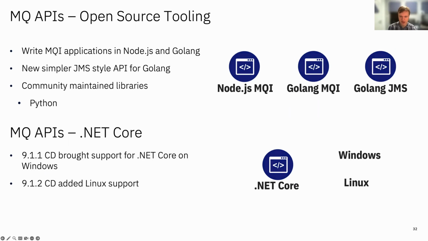So something else that's seeing more popularity recently is the open source tooling. So we provide Node.js and Golang MQI libraries, and there's also a community maintained library for Python, which is a wrapper around the C library. And we also support a .NET Core MQ API, which is supported on both Linux and Windows.